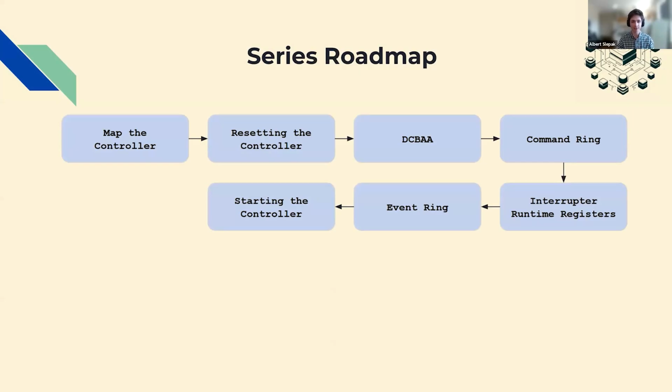Finally, it then resets the controller, halts its execution, clears any previously allocated data structures, and stops the controller. Then the focus is on setting up all the necessary data structures, like the device context base address array, I know a long name, DCBAA, which is responsible for later on storing device-specific contexts for each connected device. Then setting up the command ring, which allows you to communicate with the controller. And then finally setting up the runtime registers, interrupters, and event management data structures like the event ring.